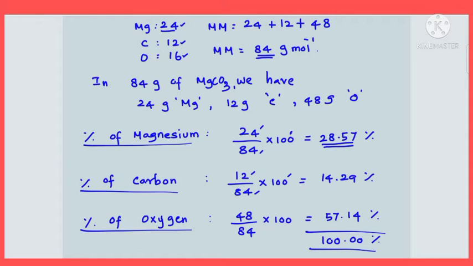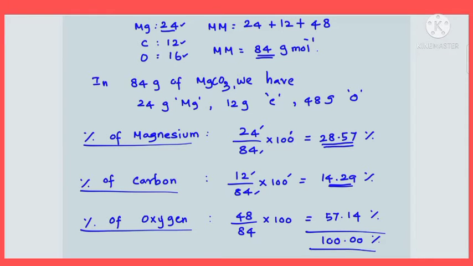Similarly, 84 gram of magnesium carbonate has 12 gram of carbon. Then what for 100 gram of magnesium carbonate? So we get about 14.29. So the percentage of carbon in magnesium carbonate is about 14.29, which means in the total mass, the carbon mass itself is about 14.29%.